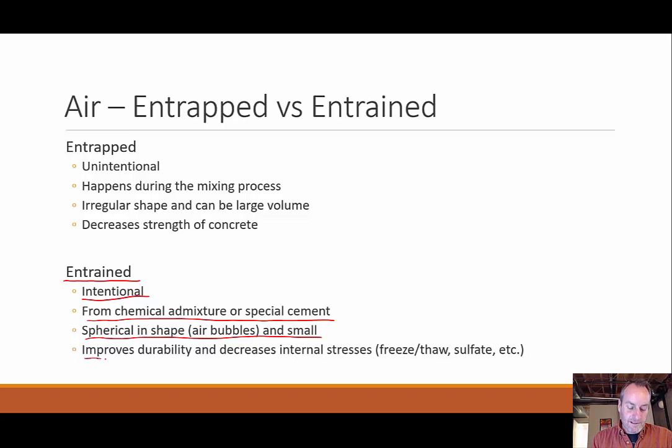And this is why we want it, because it improves the durability and decreases the internal stresses, because it gives area for the concrete to move into. If it feels a stress in one direction, it can move a little bit in that direction. So think about freezing and thawing. If you get any water in your concrete and it freezes, it's going to put those pressures. Well, the air is like a shock absorber, which will allow it to freeze and thaw.